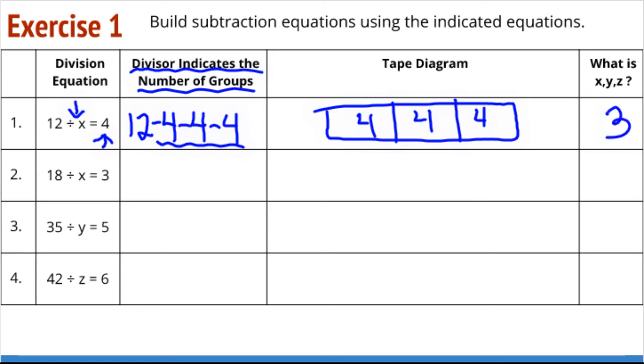So once again, on this example, the quotient is going to tell us what we're subtracting, and we have to subtract until we reach 0, and x is going to tell us how many times to subtract. So go ahead and take a moment and finish the rest of these problems.